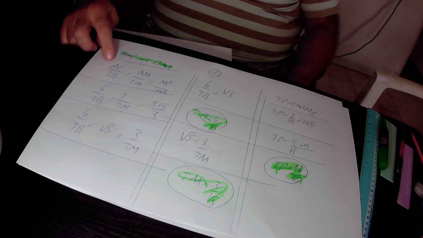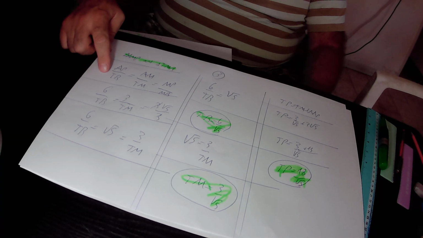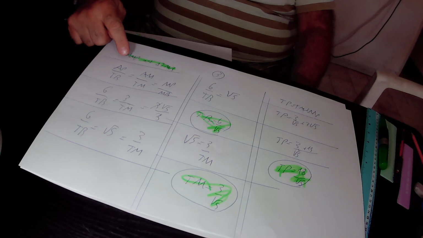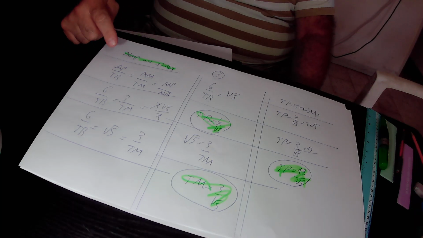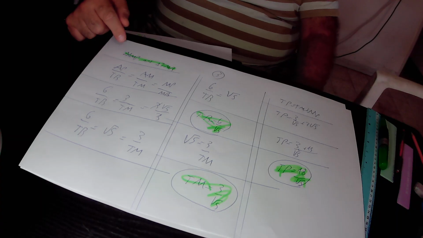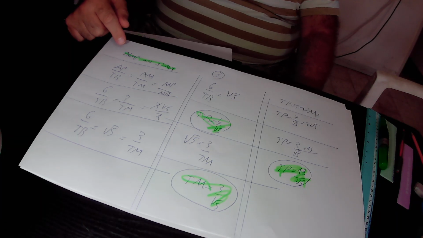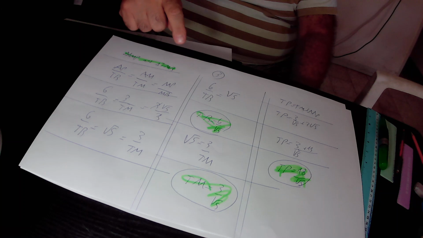We will derive that side AP of the right triangle AMP over side TB of the smaller right triangle TMB is equal to side AM of the right triangle AMP over side TM of the right triangle TMB, and it is also equal to side MP of the right triangle AMP over side MB of the right triangle TMB.